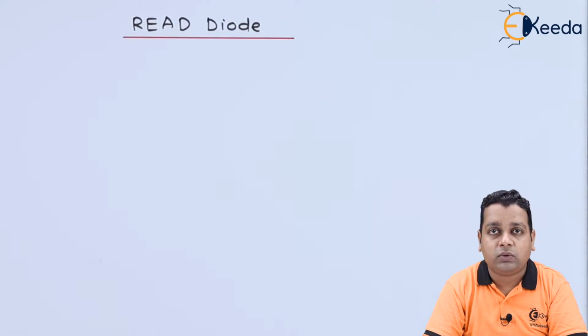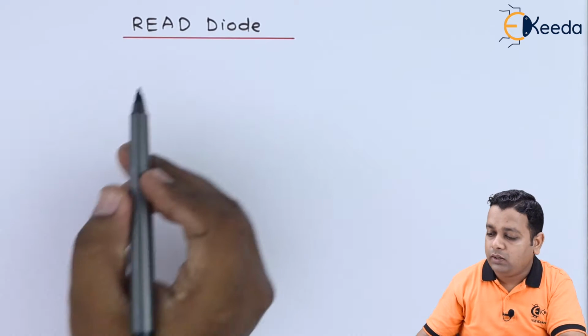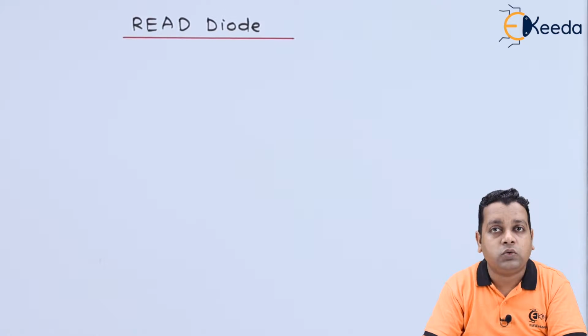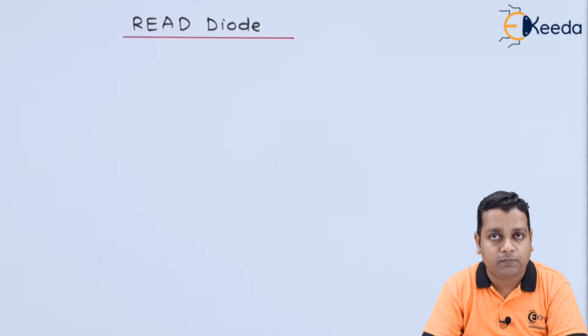So here we start with our title: the Read diode. In the previous video we discussed the two very popular modes of operation for avalanche transit time devices: first, the impact ionization avalanche transit time, IMPATT, and the second one, TRAPATT, the trapped plasma avalanche triggered transit time device. The Read diode is the first type with respect to the theory of the impact mode of operation.